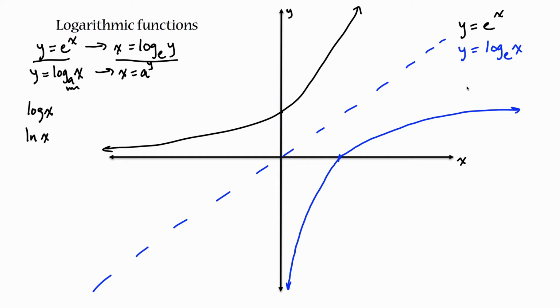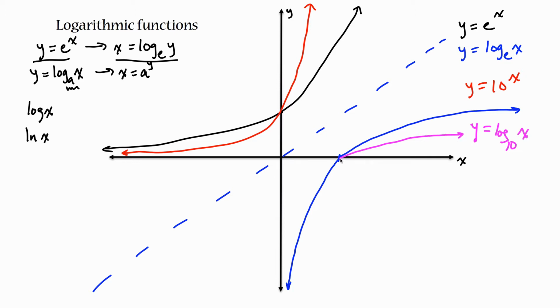And if we look at our other common exponential function, y is equal to 10 to the x, which, as we recall, gets bigger faster and asymptotes down faster. By the same token, the log base 10 of x gets bigger more slowly and asymptotes towards the y-axis more quickly as x becomes small.